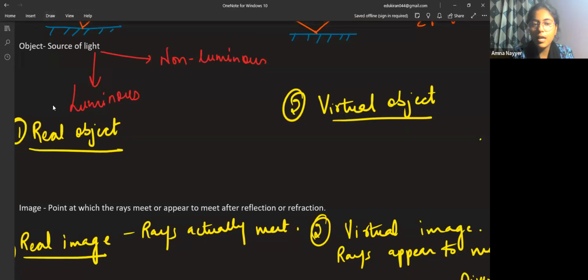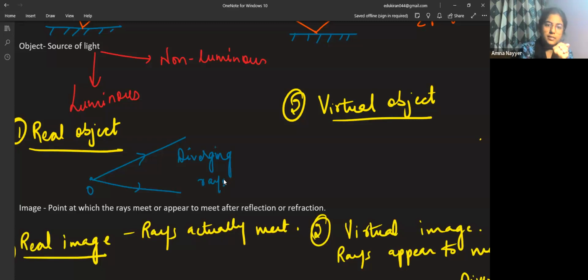rays are mentioned, how will you identify? I'll just tell you one trick that is very helpful in identifying whether an object is real or not. If you see light rays are diverging from an object, if this is an object that is kept, the light rays are diverging rays. It means a real object is kept.